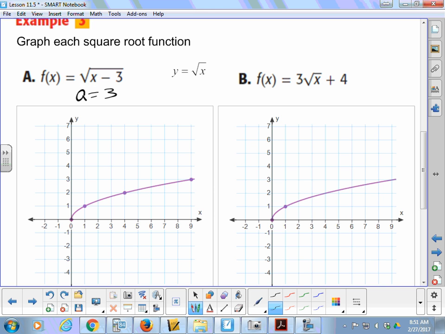So that means I will have my starting point. This point here has moved 3 units to the right, which means this point here is moved 3 units to the right. And this one here is moved 3 units to the right. So then I can draw my graph. Take that parent function and move it.